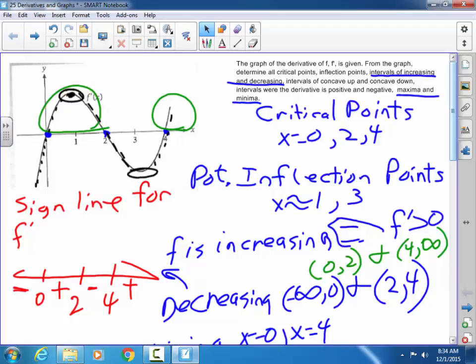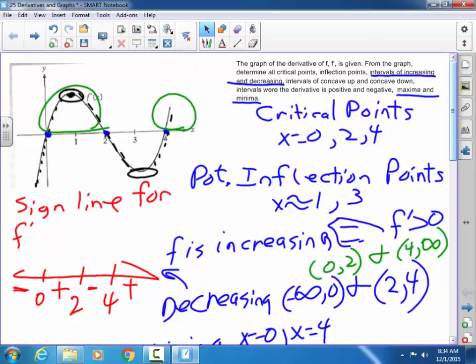The intervals where the derivative is positive and negative tell us where f is increasing and decreasing, right? That's right. Let me read that again. Intervals where the derivative is positive. The derivative is positive is just another way of saying f is increasing.